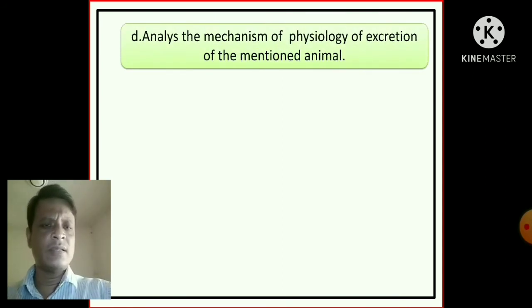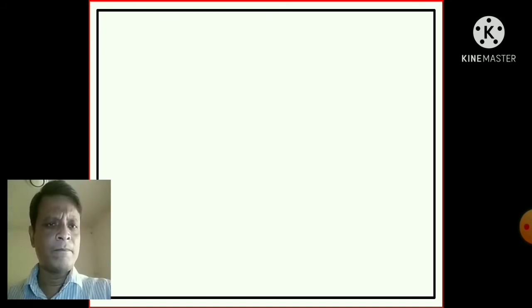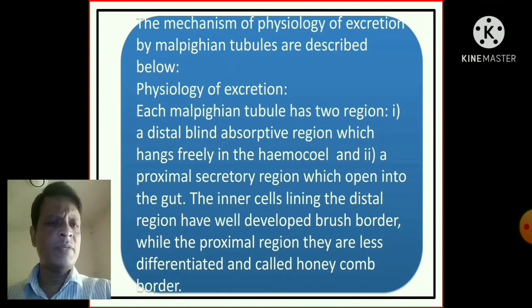Now, question D, this is the high skill based question. Analyze the mechanism of physiology of excretion of the mentioned animal. The thread-like yellow colored organ responsible for excreting nitrogenous waste is the Malpighian tubule, which is found at the junction of the midgut and the hindgut of the grasshopper. The mechanism of physiology of excretion by the Malpighian tubules is described below.